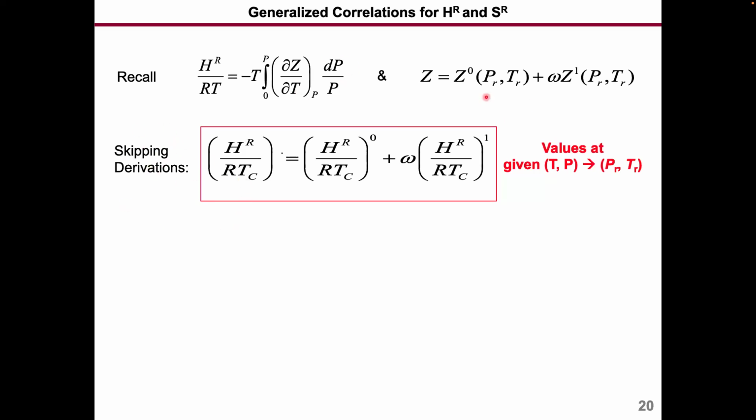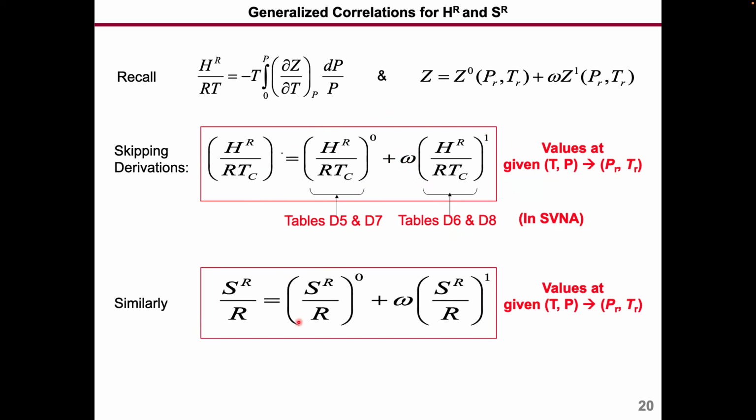So skipping a lot of math, you will eventually get HR divided by RTC is equal to (HR divided by RTC)0 plus omega times (HR divided by RTC)1. As long as you know T and P, you can calculate TR and PR, and then look this portion up or this portion up. Omega is specific to a species, so omega is material dependent. TC you can look up. So essentially, we can quickly look up these values in tables and then calculate HR.